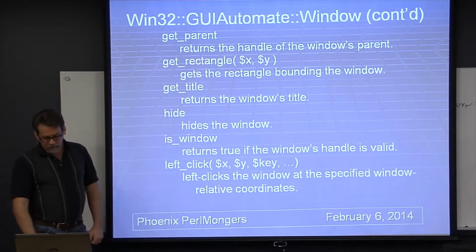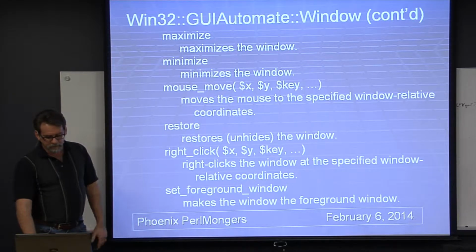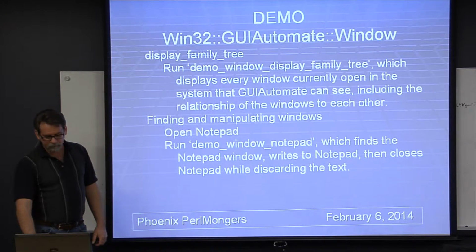And left click is just like the double click. Maximize maximizes the window. Minimize, mouse move to the window. Restore, right click. And as you saw earlier, set foreground window brings it to the front.